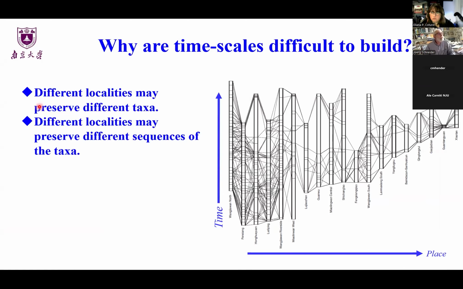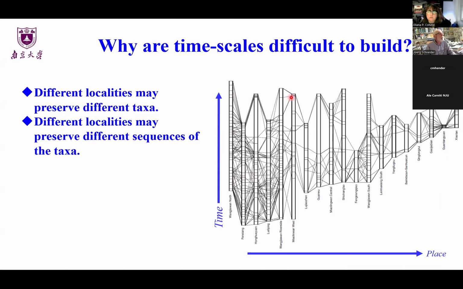And there comes one significant scientific question: why is the time scale difficult to build? How can we increase the temporal resolution of the global stratigraphic correlation and also the time scale? There are several reasons for these difficulties. One is that different localities, for example, preserve different taxa.